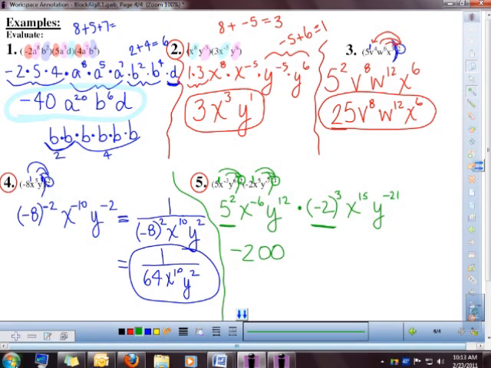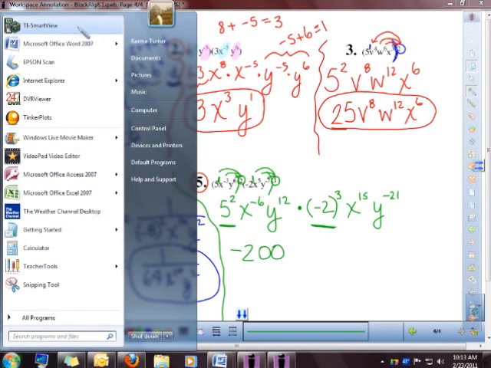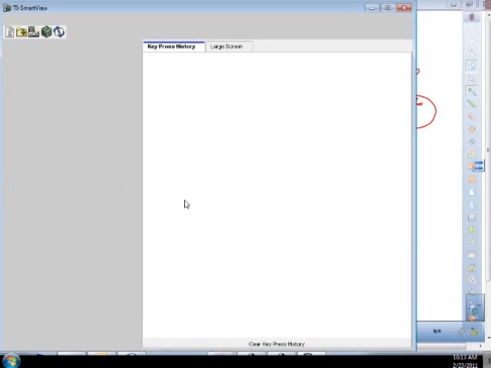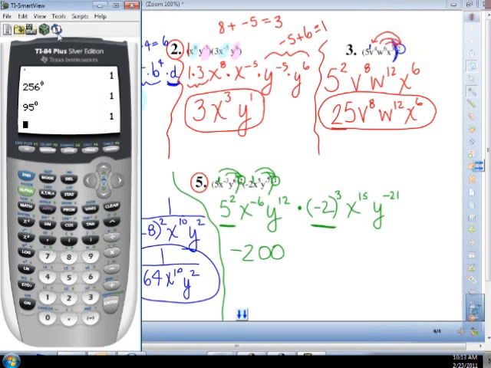Okay, let's look on my calculator. Okay, let's do it here. So we need 5 squared times, and then we need parentheses, negative 2. Here's your exponent button. And we want an exponent of 3, and then we're done. Enter, negative 200. Got it now? Okay. Anybody else?